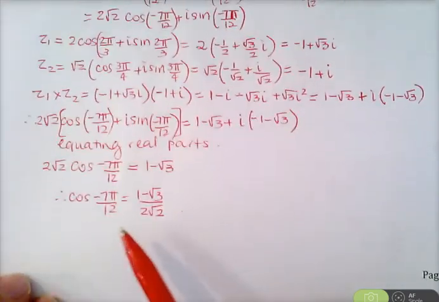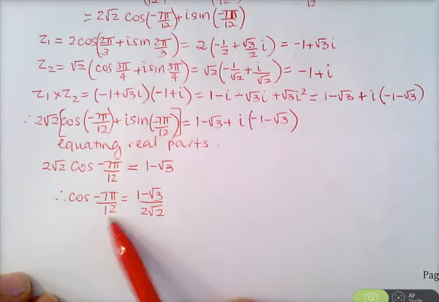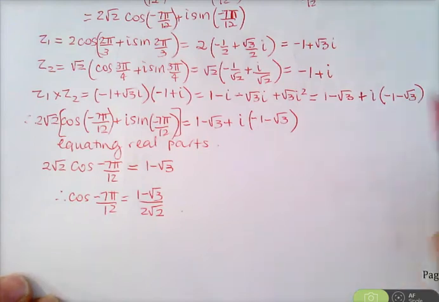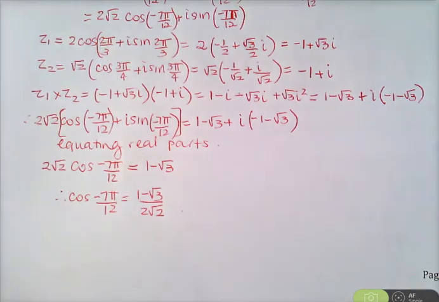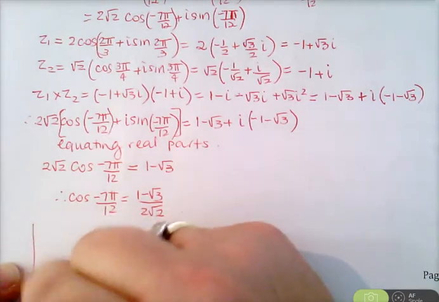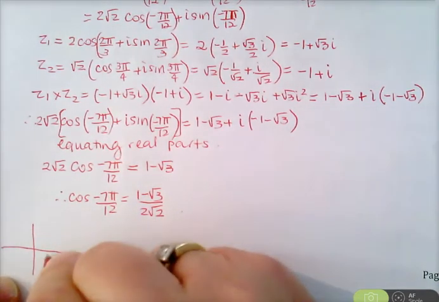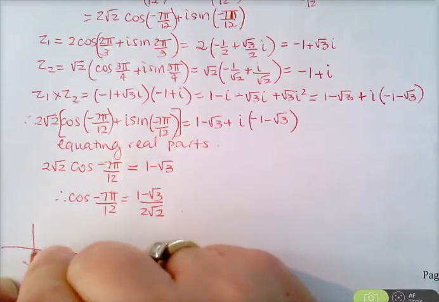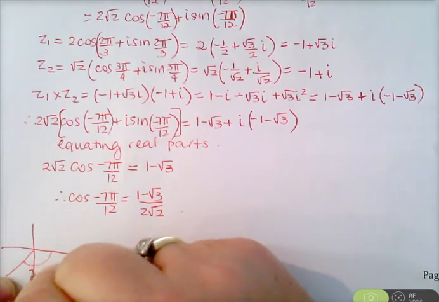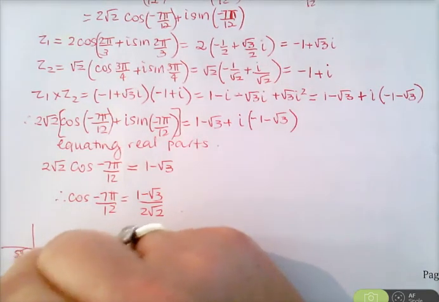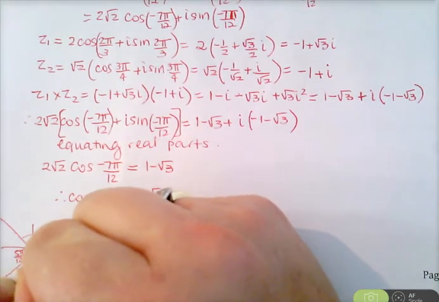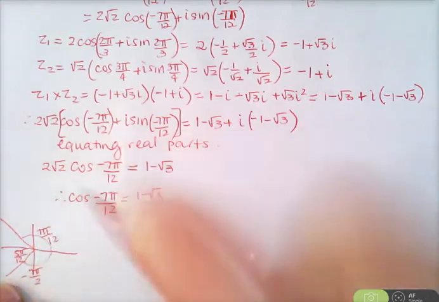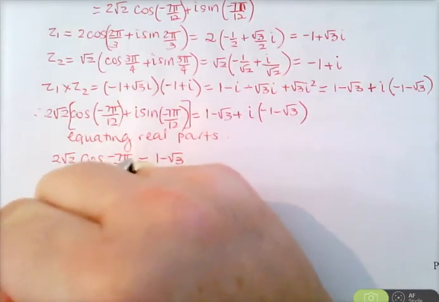Now remember that we're trying to find cos 5π/12. So we need to rewrite cos(-7π/12). If I do a very quick sketch of where -7π/12 is, it would be, say, here. If I look up here, this would be plus 7π/12, and this little bit in here is also 5π/12.